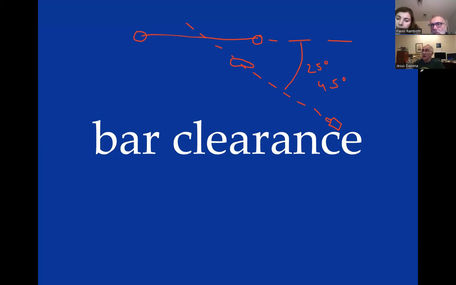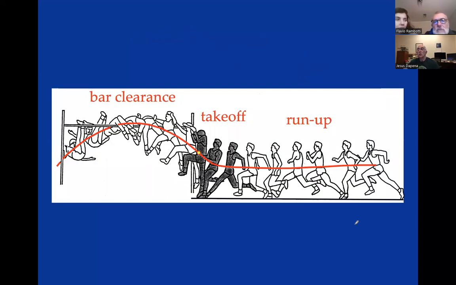Next thing is the bar clearance. So as this slide shows, we're talking about the bar clearance now. Okay, so here we have a high jumper. The high jumper has come in with a high speed, low position of the center of mass. The athlete has used the arms very well during the takeoff phase, and the lead leg also. The takeoff leg is flexed and extended very well too. So here we are at the end of the takeoff.